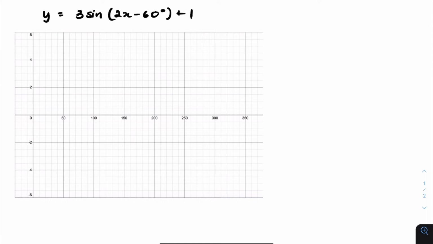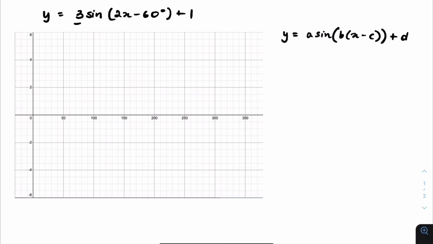So in the last video, we deduced that the general structure for a trig function is y equals a sine, I'm putting sine here, but it can be sine, cos, or tan, then b times (x minus c) plus d, where a is the amplitude, b is the period, c is the horizontal shift, and d is the vertical shift.